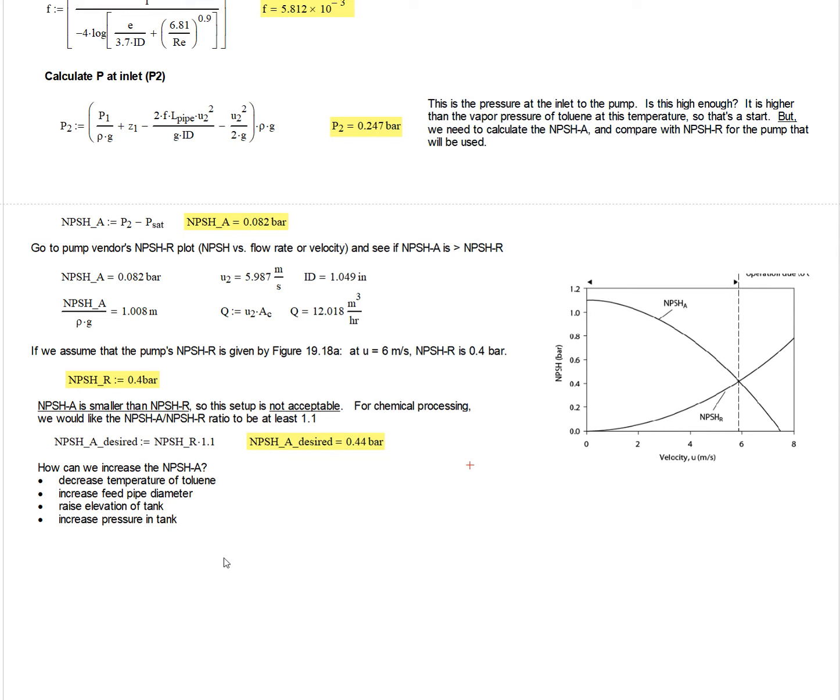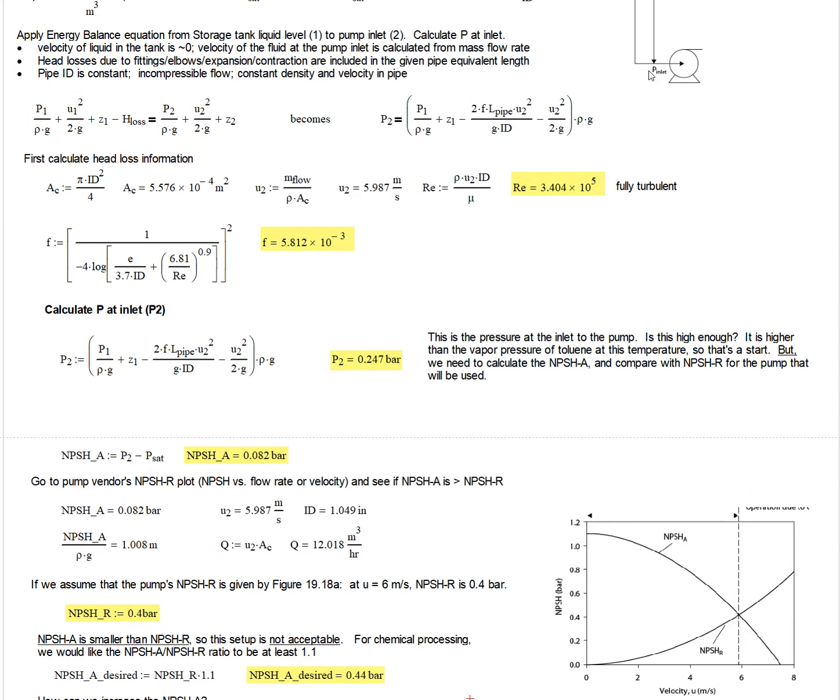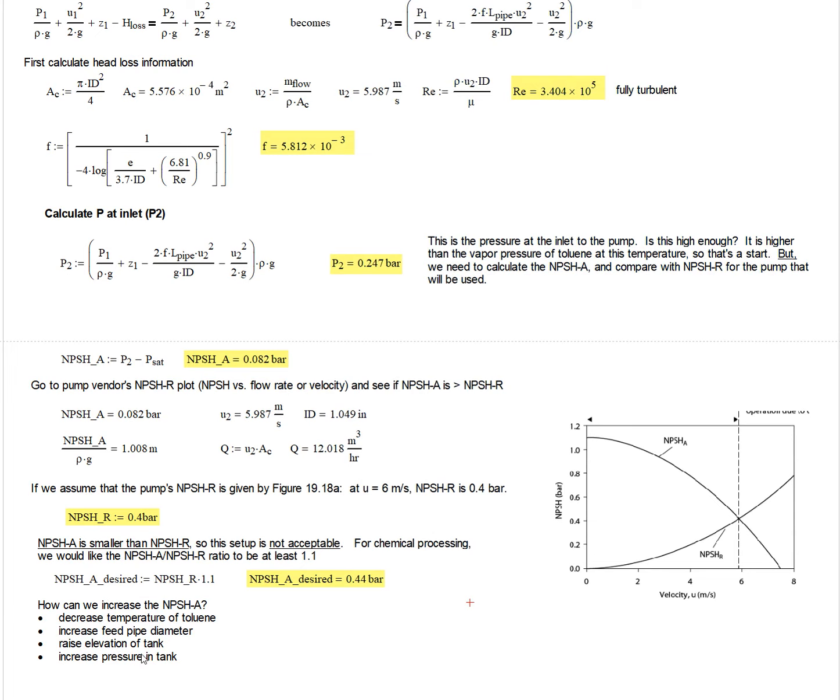There are several ways that we could do this. Number one, we could decrease the temperature of the toluene. That is, make the vapor pressure a lot lower, and so that would be one way to do it. Another way we could do this is we could increase the feed pipe diameter, the diameter of the pipe going in here, because what that does is we're trading kinetic energy for pressure energy. We're supplying the toluene at a higher pressure.